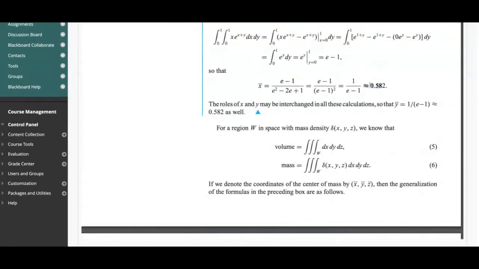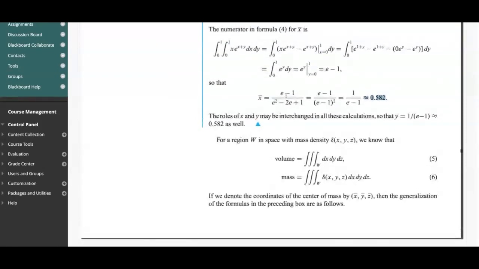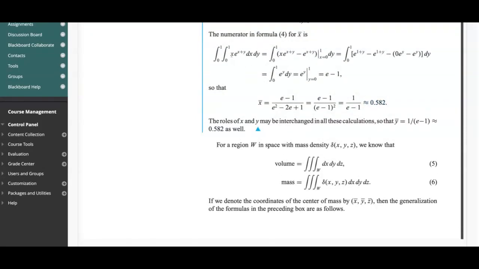Because it's an application, we want to do the approximations. So it's about 0.582. For Y bar would be the same thing, right? We'll put a Y inside the integrand, then we would also get E minus 1. Then we divide it by E minus 1 squared. So X bar and Y bar have the same value.